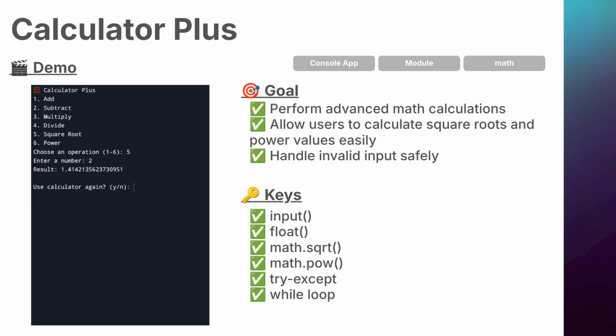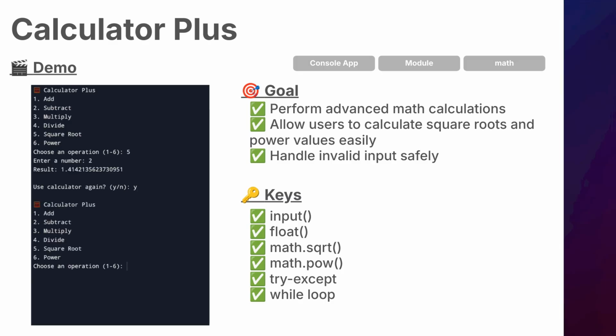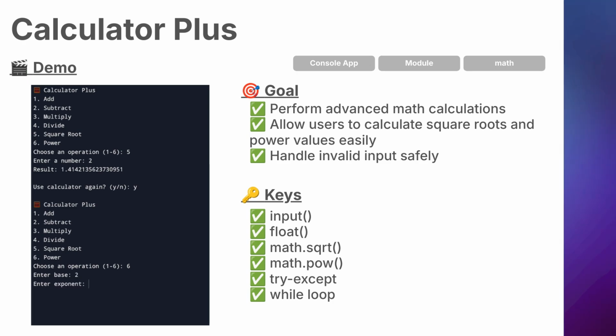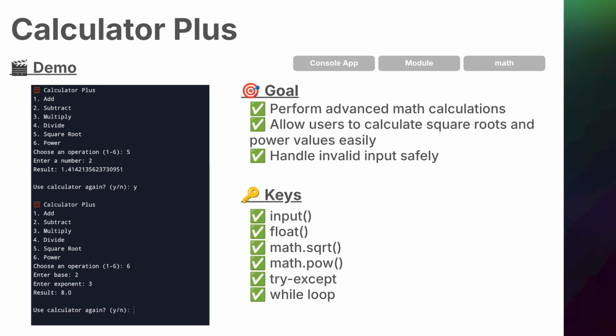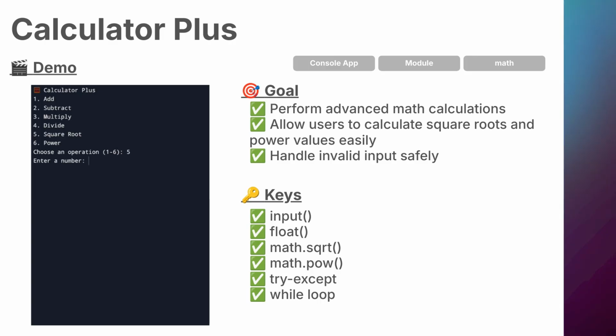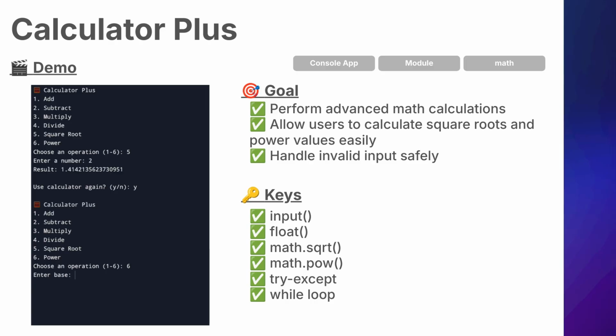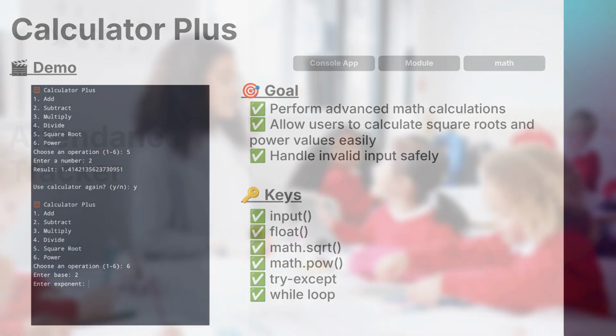You practiced collecting user input, converting values into numbers, using conditional logic to control program flow, working with the math module for advanced calculations, and adding error handling so the program can respond safely to invalid input. This is a solid step forward in your Python journey. Try experimenting with new operations, adjusting the messages, or extending the menu with your own ideas. Great work. See you in the next lesson.